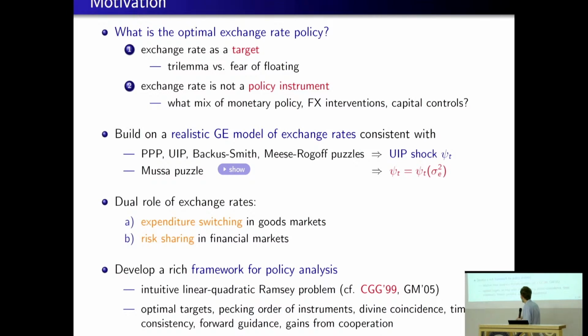So what we do next, we show that this policy problem can be expressed in a linear quadratic form, just like in Clarida-Galí-Gertler or Galí-Monacelli, right? So there will be a quadratic objective function with output gap, with inflation, and then on top of that there will also be a cost of imperfect risk sharing. And then there will be a bunch of linear constraints. And so once you have this problem, you can easily revisit all these classical questions, right? What are the optimal targets for monetary policy? What is the optimal use of different instruments? Whether there is divine coincidence? What are the benefits of forward guidance and international coordination? So I will probably not have time to show all the results, but I will try to convince you that this framework is useful to think about these issues.